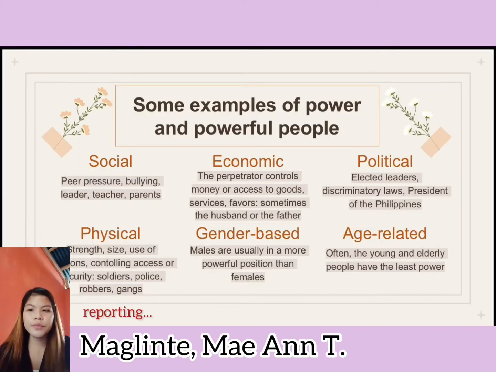Some examples of power and powerful people. The first one is social power. When we talk about social power, the first things that come to our minds are peer pressure and bullying. Because in social relationships, like friendships, there is social power. We give our friends power over us, so we may experience peer pressure or bullying. Other examples of powerful people who possess social power are leaders, teachers, and parents.